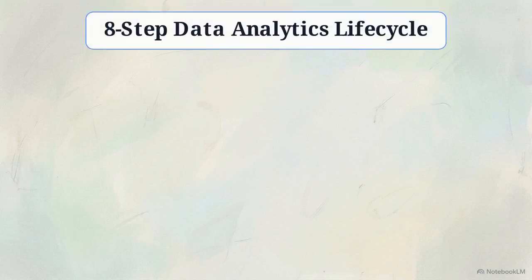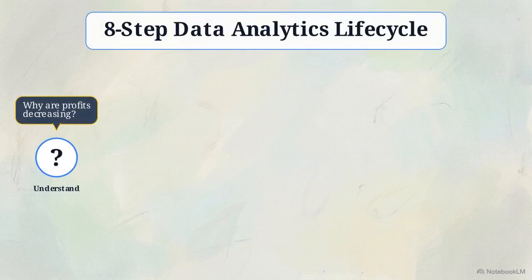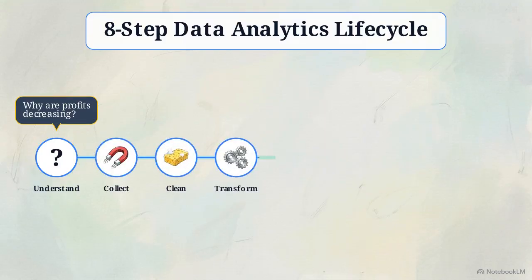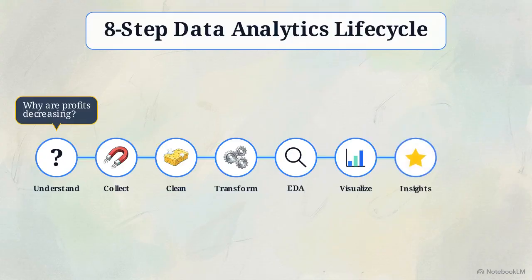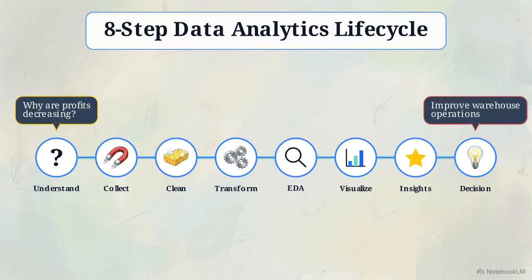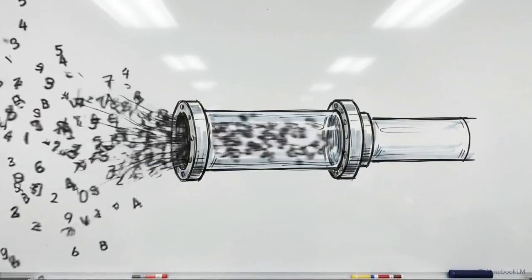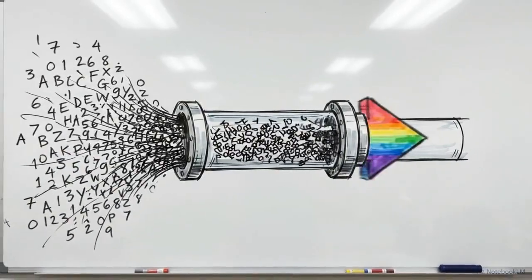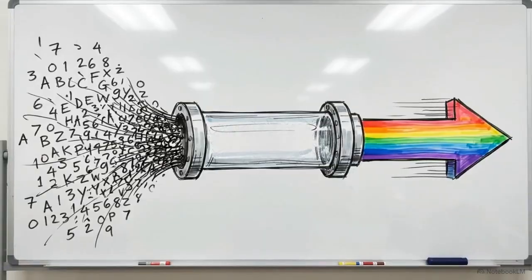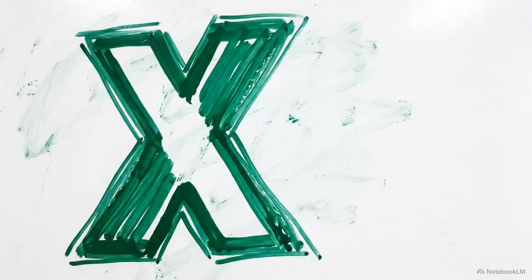To bridge this gap, organizations employ the 8-step data analytics lifecycle. This is a rigorous pipeline used to systematically collect, clean, transform, and analyze facts to generate specific business insights. Solving a profit paradox requires pushing raw data through this deterministic process, where unorganized inputs are methodically refined into a clear directive. Microsoft Excel provides the unified ecosystem for this lifecycle.